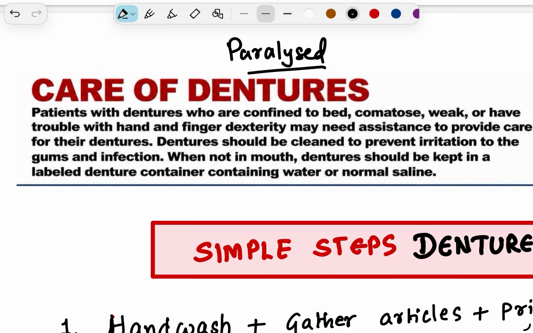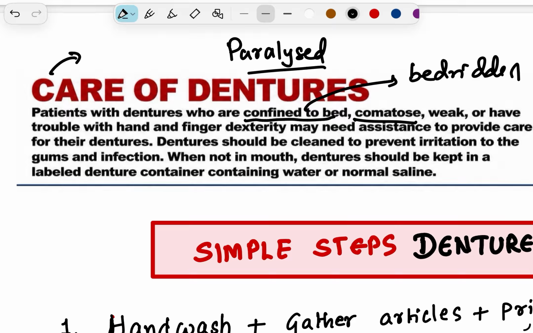It is for the patients who are confined to the bed, or else we can call them comatose patients. Confined to the bed means a bedridden patient. And one who is weak, who can't take care of the dentures, or one who is admitted to the hospital for the purpose of operation. For them, if they have artificial dentures, we need to give the dentures care. Are you understanding? Sir, how do we have to give the care?